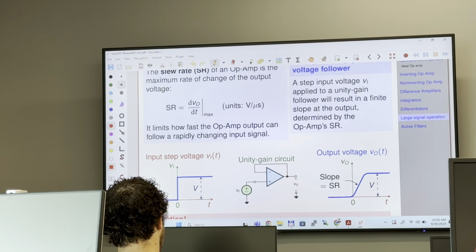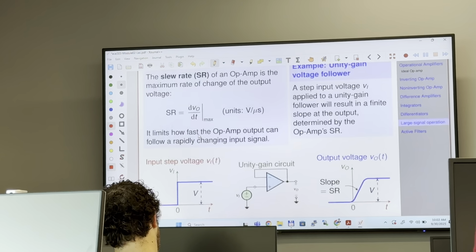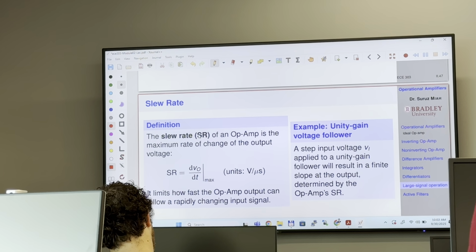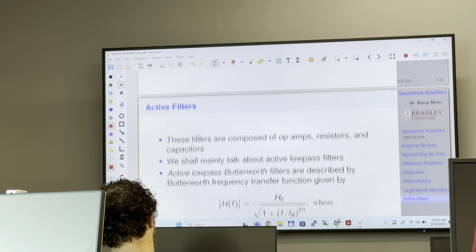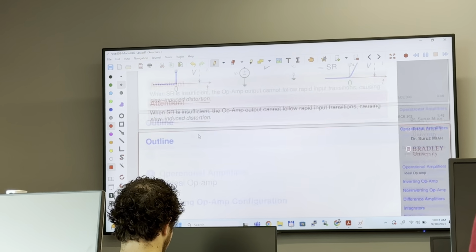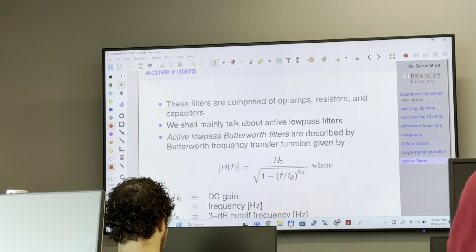I'm not going to read my slide here. There are some examples you may want to go through. Those slew rate related examples I have in the exercise problems.